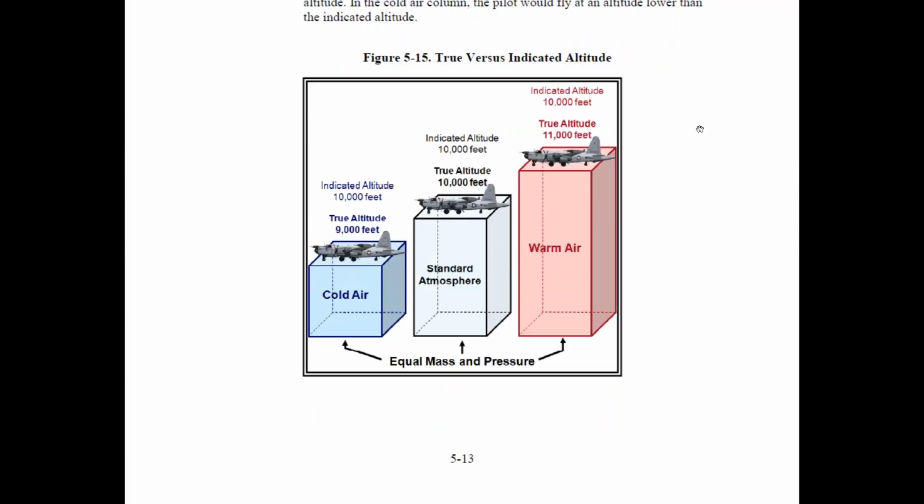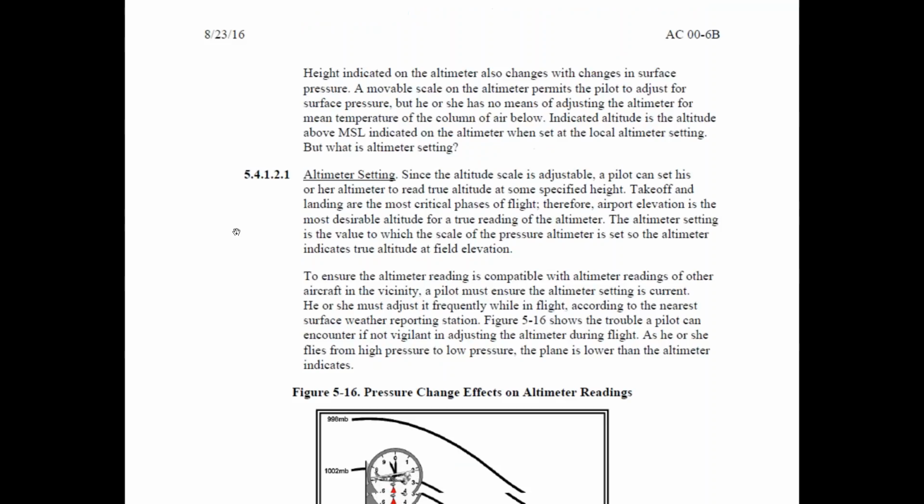This is just going back to what we were talking about earlier. If it's warmer, you're going to have to fly higher in order to have the indicated altitude match the true. And this is all based on your altimeter setting. So this is why you have to have it set correctly.